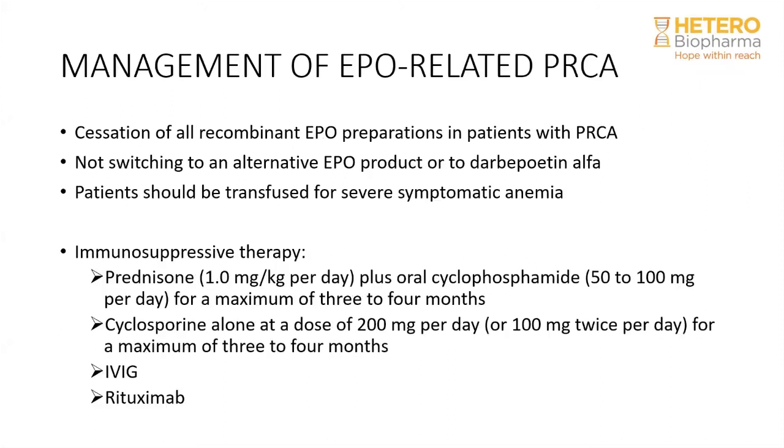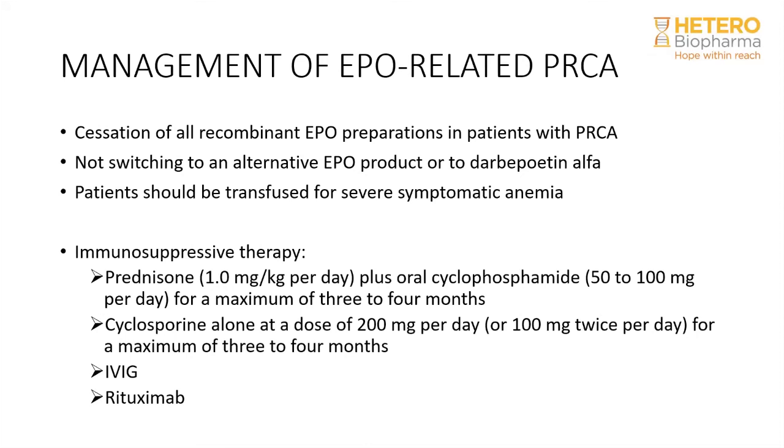How do you manage? Make sure that you stop all EPO preparation, including darbepoetin. You can't switch. Just because he developed PRCA on EPO, you can't switch to darbepoetin because it is again an EPO derivative, so you can't switch. Patients should be transfused if they're severely symptomatic anemic. You need to use immunosuppressive therapy for 4 to 6 months.